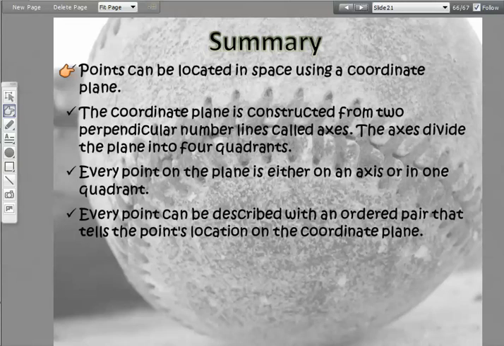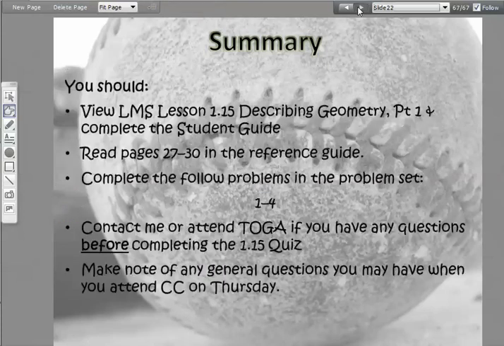Okay, what we learned in this lesson: points can be located in space using a coordinate plane. That's what we were just doing. The coordinate plane is constructed from 2 perpendicular number lines called axes. The axes divide the plane into 4 quadrants. Every point on the plane is either on an axis or in one quadrant, and every point can be described with an ordered pair that tells the point's location on the coordinate plane.